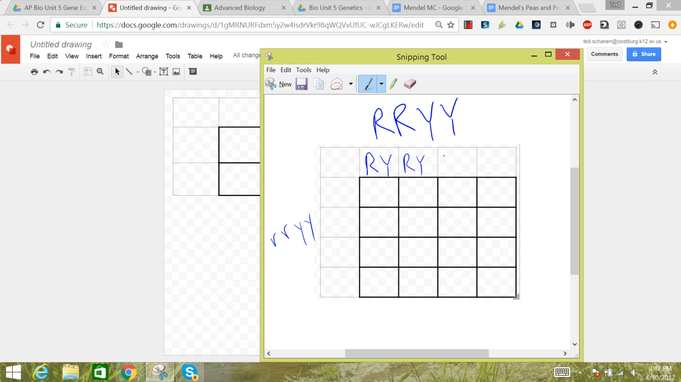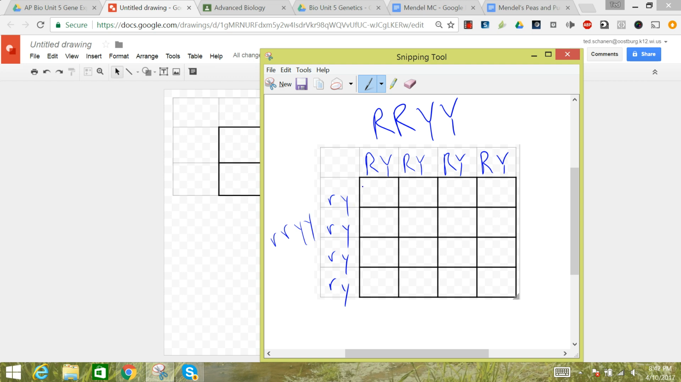This R and that Y. Or this R and that Y. 1, 3. 1, 4. 2, 3. 2, 4. So again, even though we have the same genotypes here, they still are different combinations of chromosomes.